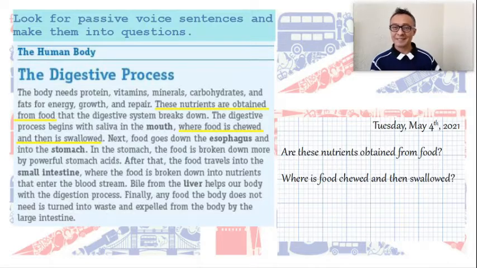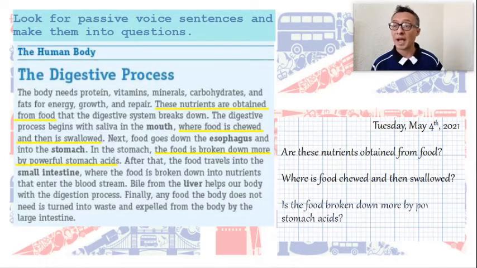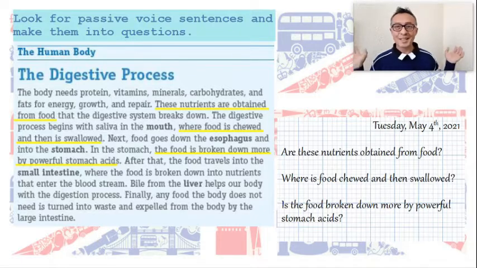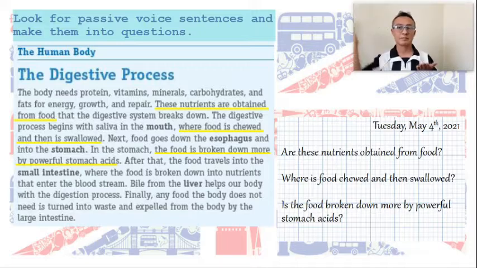Aha! This one is broken. So, the food is broken down more by powerful stomach acids. Once again, I move the auxiliary be to the beginning. Is the food broken down more by powerful stomach acids? Hey, it's been very easy. Piece of cake. Cut.